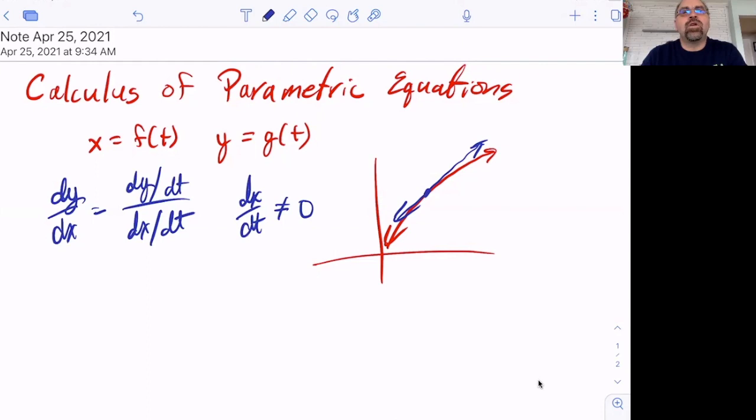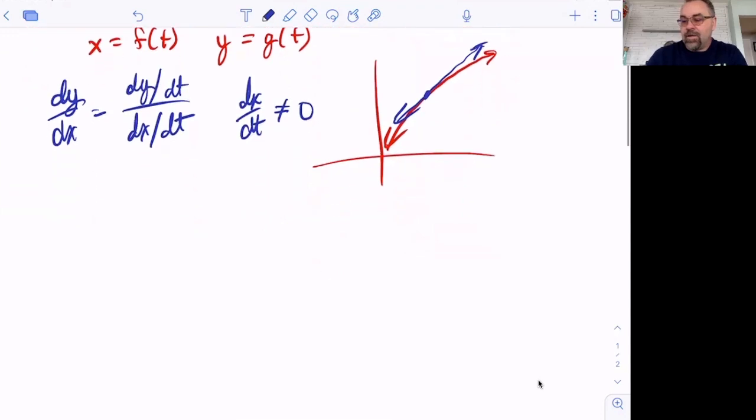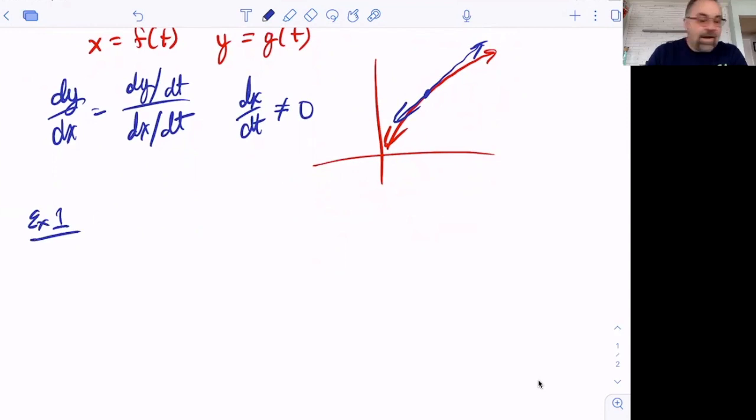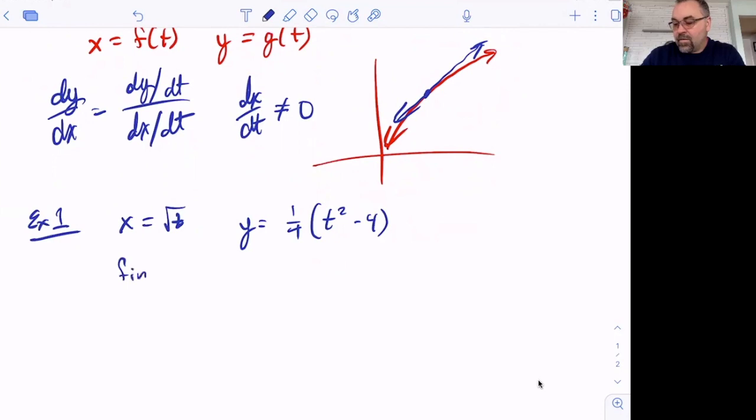I think what you'll see as we work through a problem or two here is that it goes pretty much exactly the way you think it would go. Not too difficult. Let's take a quick example. Example number 1: we define the x coordinate as the square root of t and the y coordinate as 1/4 the quantity t squared minus 4. And we want to find the slope at (2, 3).